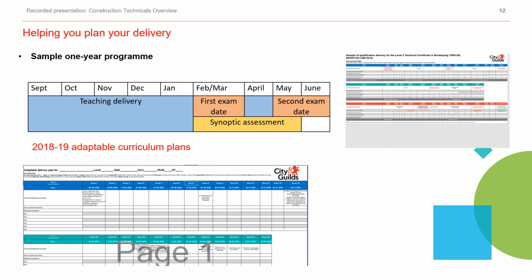But what we did last year, on the top right, we had some curriculum plans which had the key dates on them, and we populated them with the units and then perhaps a suggestion of how you might want to deliver those over the academic year. But for this year, what we produced is the 2018-19 adaptable curriculum planner. So the idea is it's got the key dates on that planner, but this time it enables you to put the units on and then you decide on the best way of delivering that particular technical qualification which works for you and works for your learners.